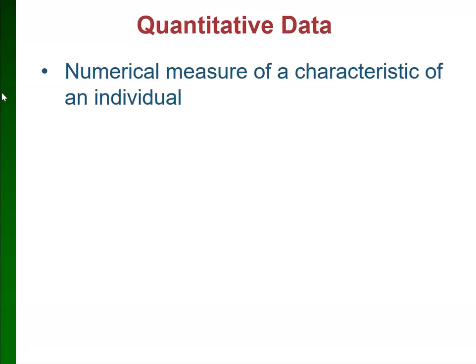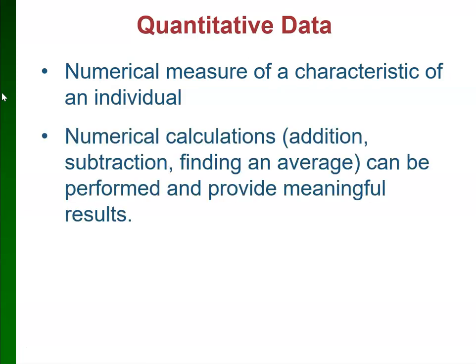First of all, we have quantitative data. Quantitative data gives us the numerical measure of a characteristic of an individual. In other words, it has to be something that's a number. One way that we can tell data is quantitative is if we can do numerical calculations such as addition, subtraction, finding an average, and get meaningful results from this calculation.